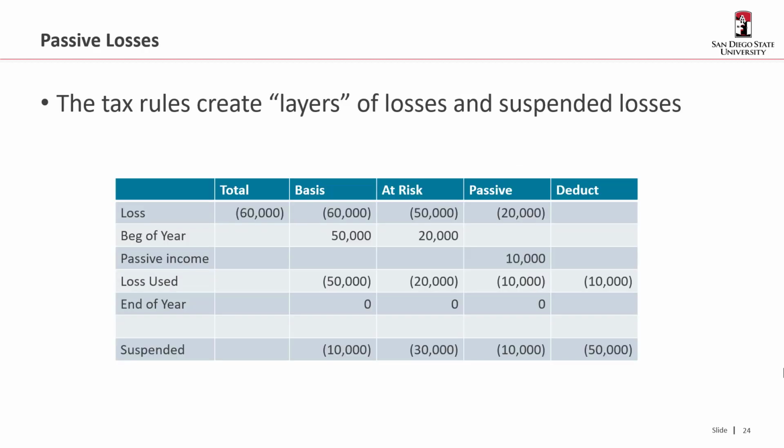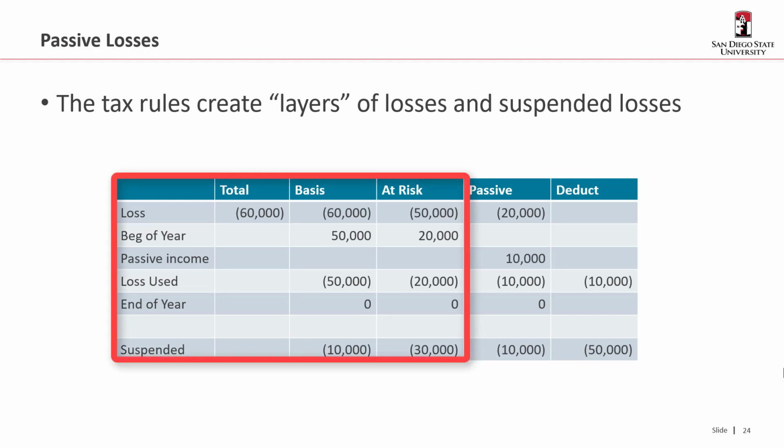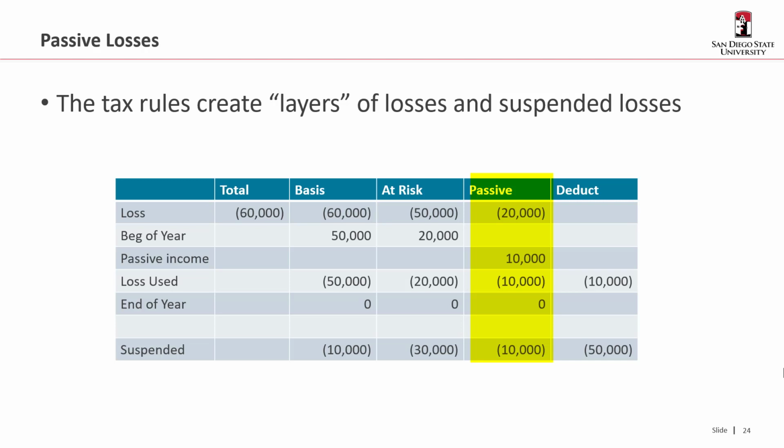Okay, so let's relook at Lon's calculations under the new scenario. So you can see the total's the same, basis is the same, at risk is the same. However, the passive numbers have changed because now he generates passive income of $10,000. He can use $10,000 of loss. As a result, only $10,000 is suspended. So of his $60,000 loss, $10,000 is deducted and $50,000 is suspended under these rules.